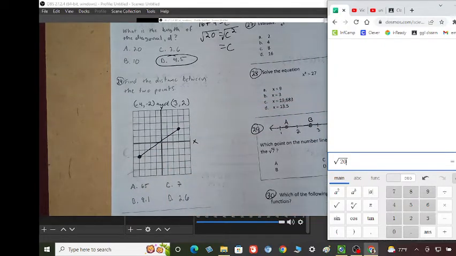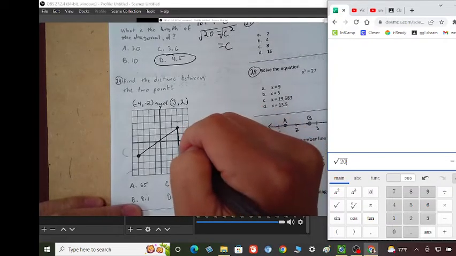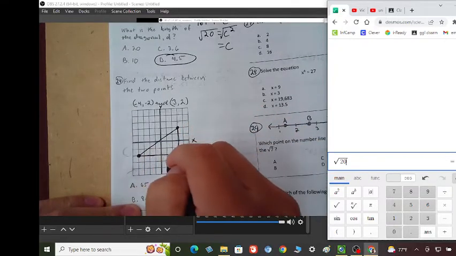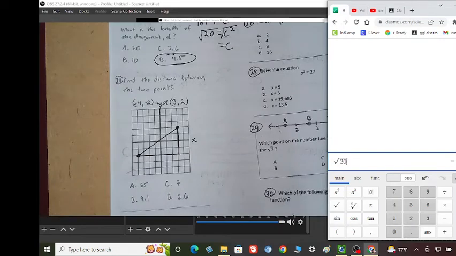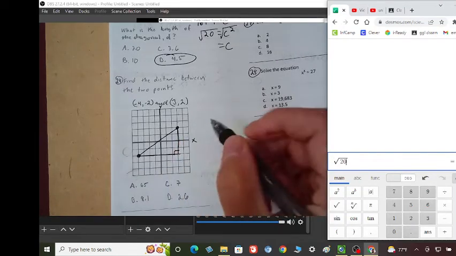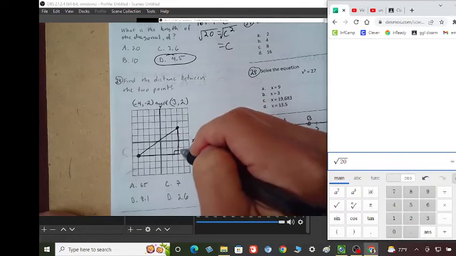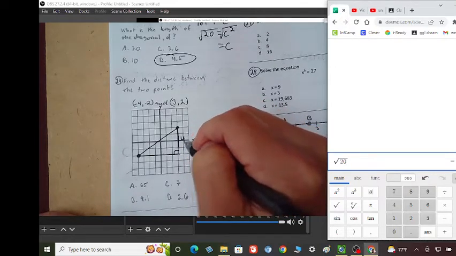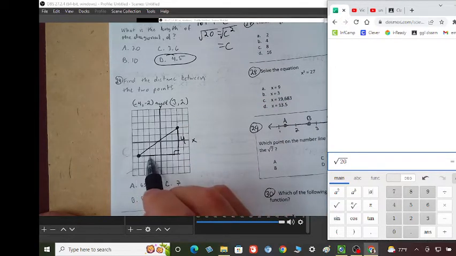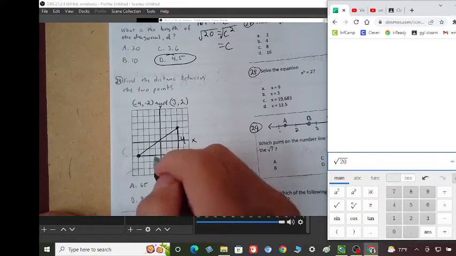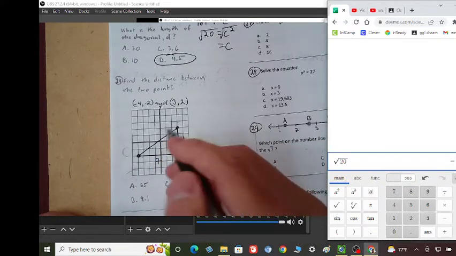All right, we can make a right triangle to help us. Okay, vertical line, horizontal line, there's my right angle. Okay, so let's go ahead and count the vertical length, 1, 2, 3, 4. Horizontal length, 1, 2, 3, 4, 5, 6, 7. Okay, so there's my A and B.